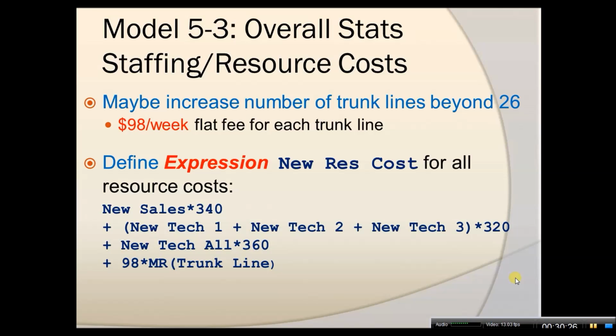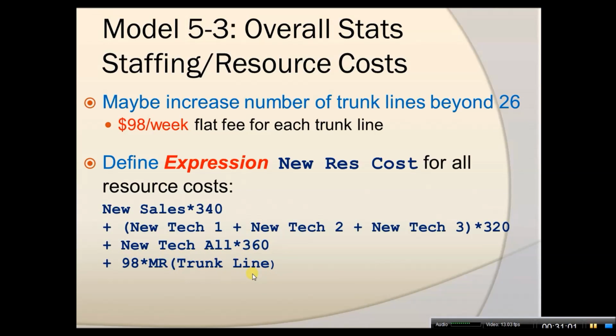And then also for all of the single product techs that we add together, each of them gets $320 per week. And then that part-time new tech all, we get 360. And that's the cost that we discussed. And then the additional cost for the trunk line is 98 per week. So we multiply 98 per week by the number of trunk lines scheduled.